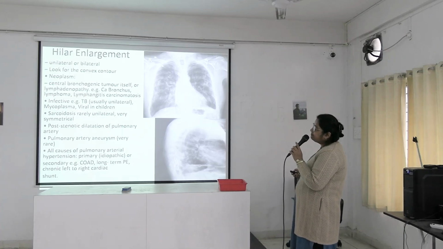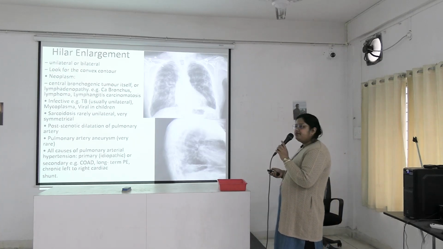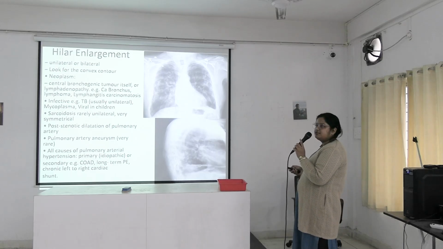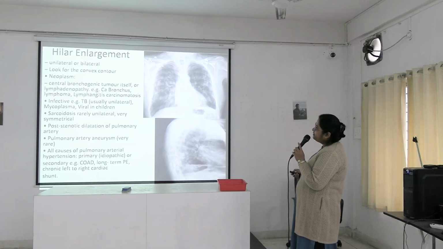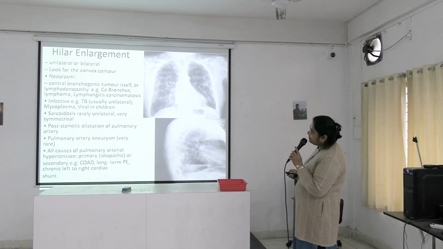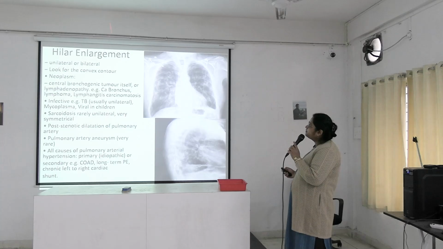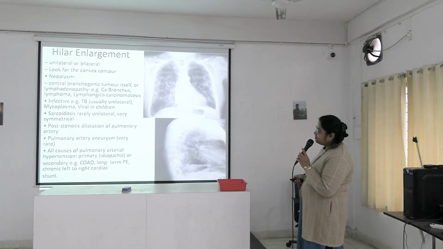It may occur due to some neoplasm like central bronchogenic tumor itself and lymphadenopathy, CA bronchus, lymphoma, lymphangitis carcinomatosis, or infective causes like TB infection, mycoplasma, viral infection in children, or sarcoidosis, usually unilateral and very symmetrical, and post-stenotic dilatation of the pulmonary artery. It also causes hilar enlargement, and pulmonary artery aneurysm. This is very rare, and all causes of pulmonary arterial hypertension, primary idiopathic cause or secondary cause.